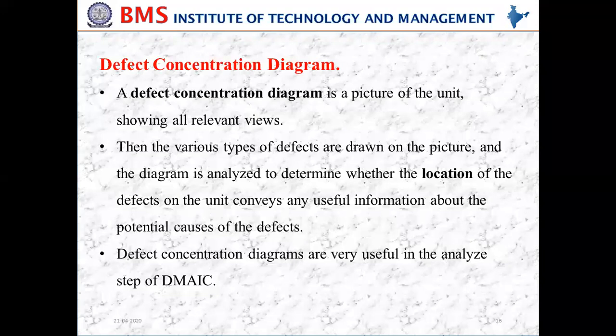Next, one more of the 7 quality control tools which we are discussing is the defect concentration diagram. The name itself says the concentration of defects: where exactly there are more defects, in which area they occur, that is to be identified. A defect concentration diagram is a picture of the unit or component or product showing all the relevant views. For the component or product which you take, all the views of that particular product have to be taken.